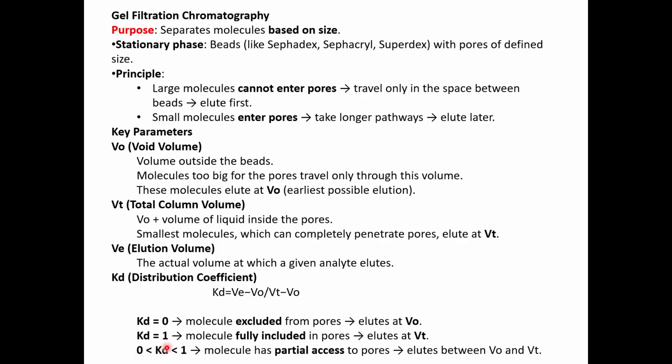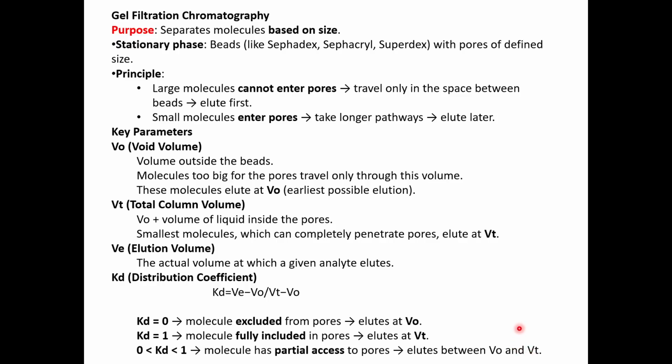If your KD is less than 1 but greater than 0, then your molecule has partial access to the pores. Like in the previous question we discussed, it might be partially passing through the pores. If the pore size is similar to the protein size, it can sometimes go into the pores, and a few of them might go into the void volume. So it elutes somewhere between your void volume and your total volume.